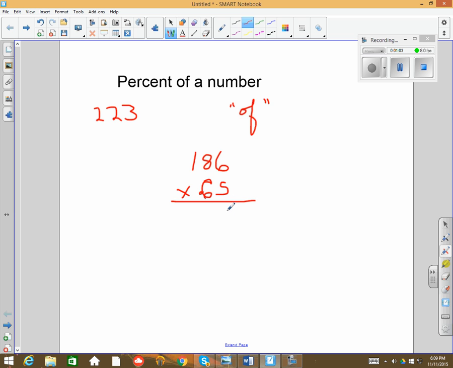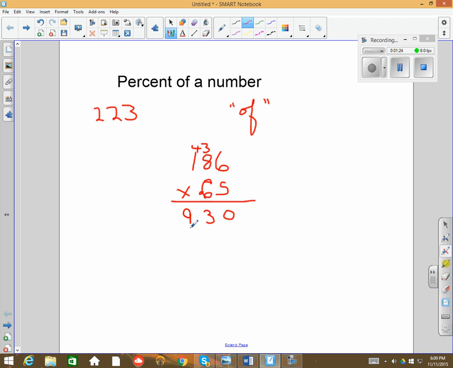Sometimes people get confused with the multiplication. 5 times 6 is 30, minus your 0, carry your 3. 5 times 8 is 40, plus 3 is 43. Write your 3, carry your 4. Then you have 5 times 1 is 5, plus 4 is 9.